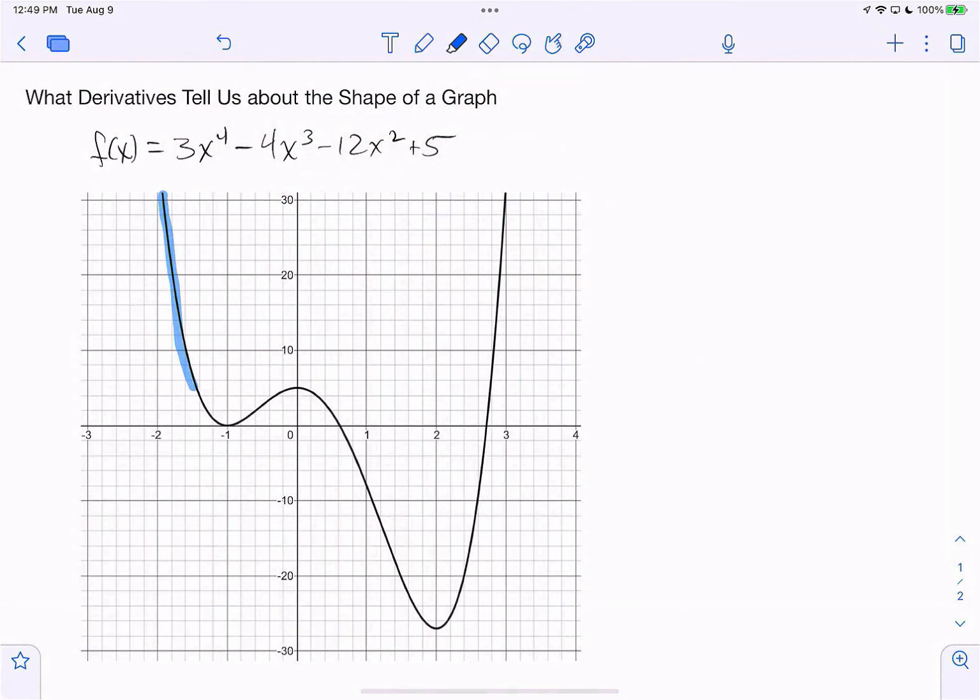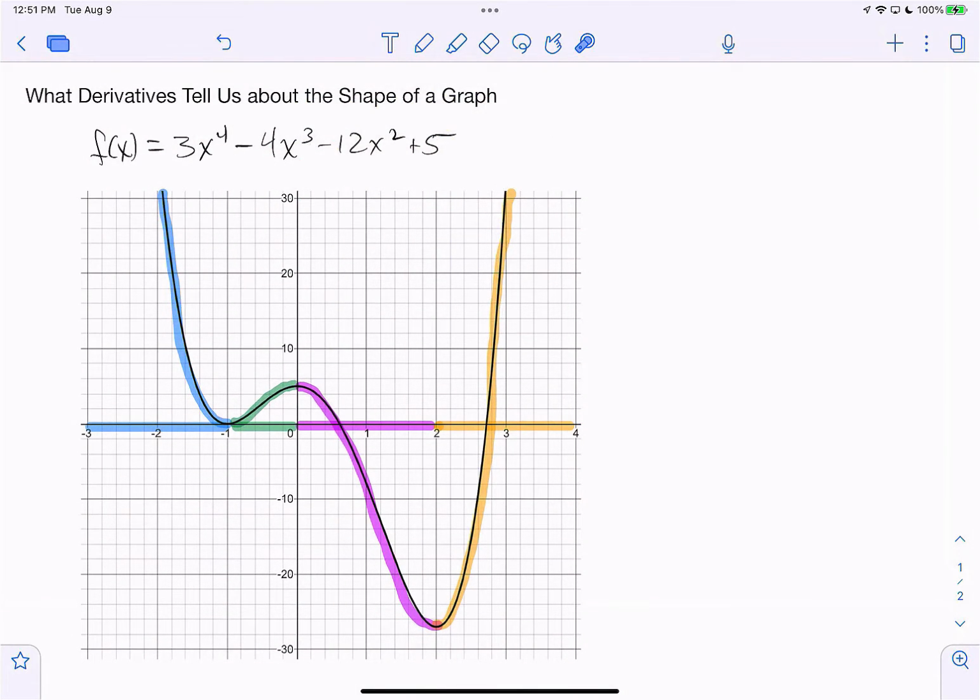One of them goes from negative infinity to negative 1. Then we'll look at from negative 1 to 0, from 0 to 2, and from 2 to infinity. Notice that the intervals we're talking about are intervals on the x-axis, and then we're looking at the function above or below those intervals. Okay, the interval from negative infinity to negative 1 is an interval over which f is decreasing.